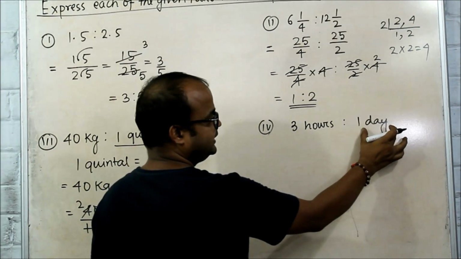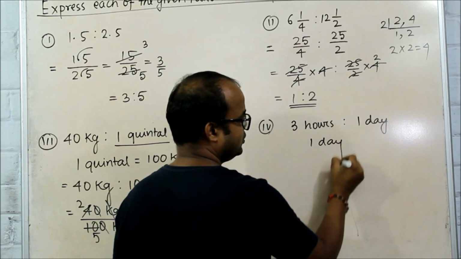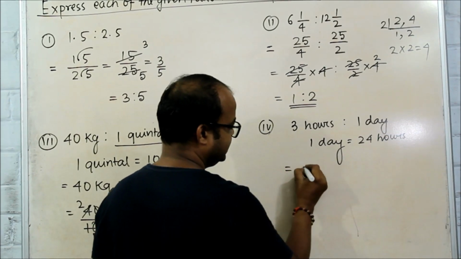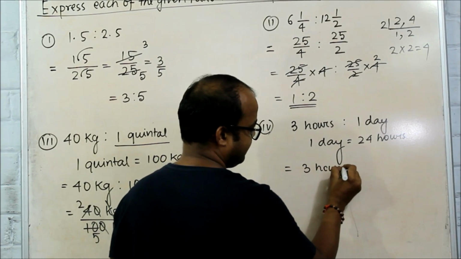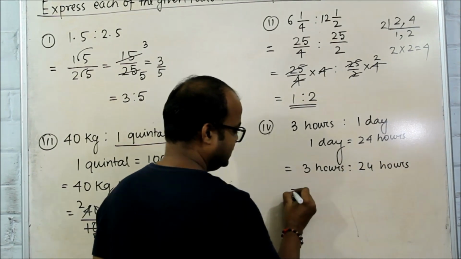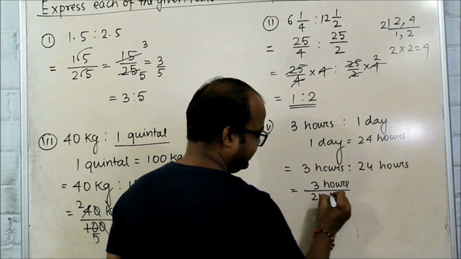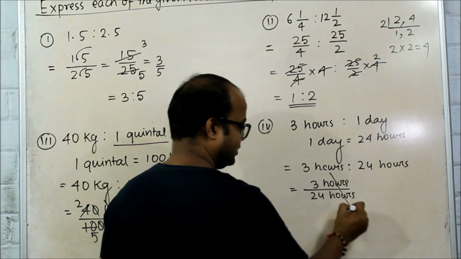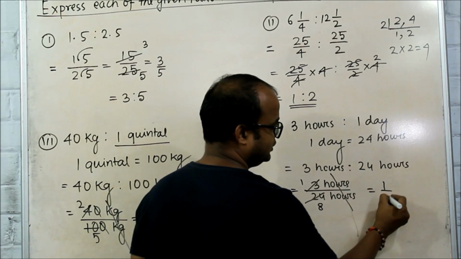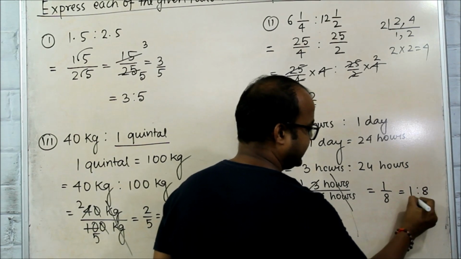3 hours, 1 day. So convert it into units of the same kind. That means 1 day is equal to 24 hours. So we write 3 hours is to 24 hours. So that is 3 hours by 24 hours. Hours cancel. 3 1s are 3, 3 8s are 24. So this is equal to 1 by 8. That means in ratio we write it as 1 is to 8.